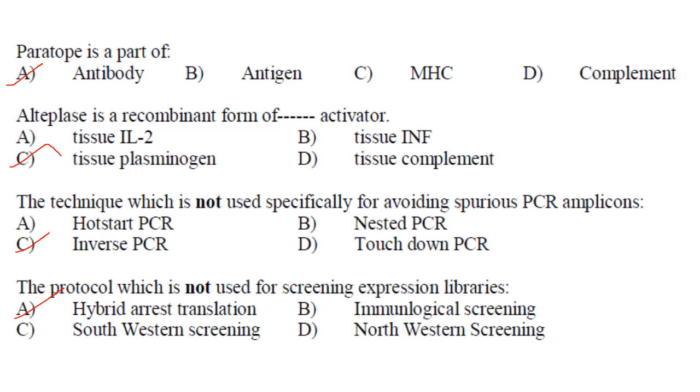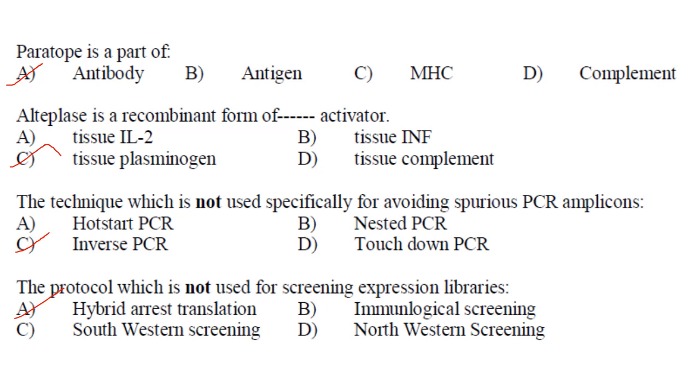Then paratope is a part of. So paratope is the part of an antibody which will recognize the antigen and bind to the antigen. So it is a part of the antibody. Answer is option A. Then alteplase is a recombinant form of dash activator. It is a tissue plasminogen activator. Answer is option C.